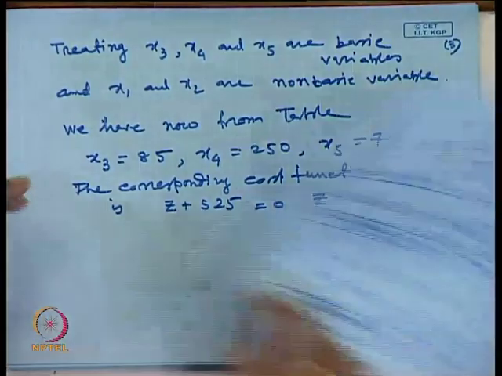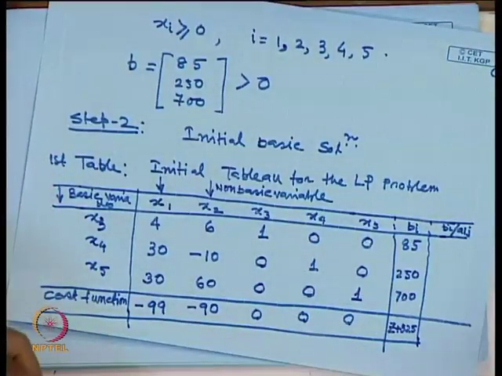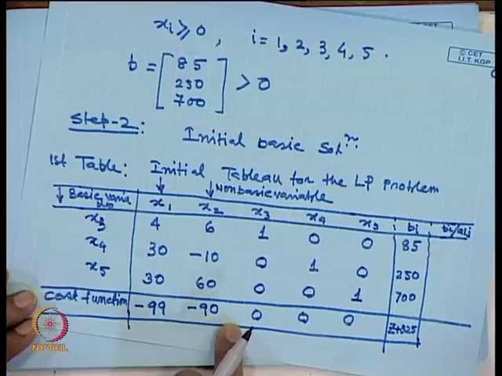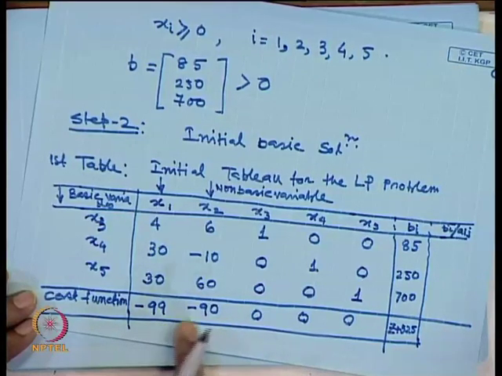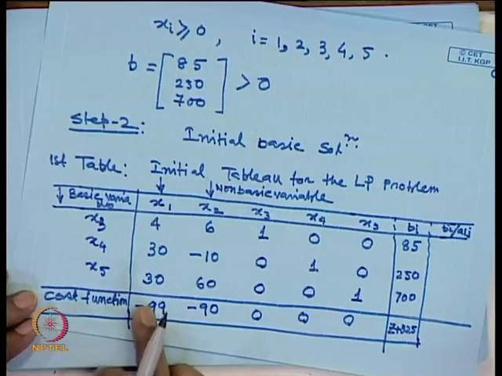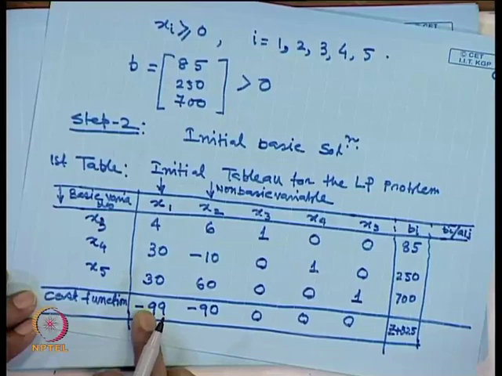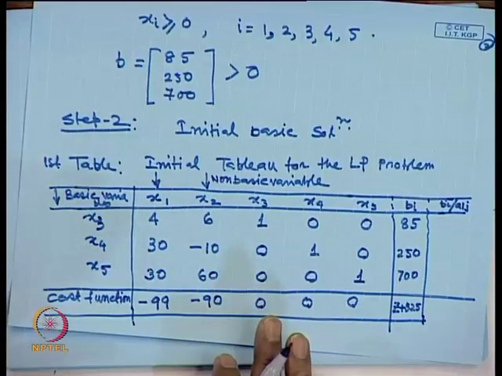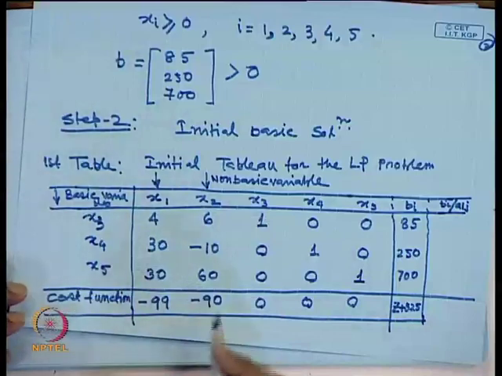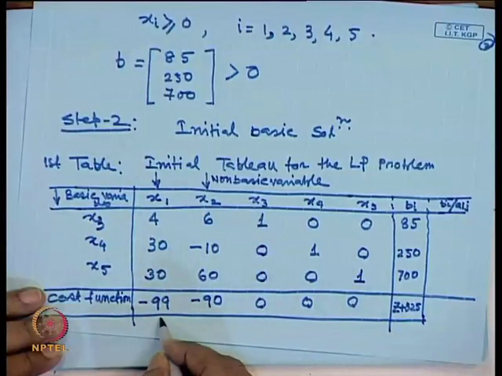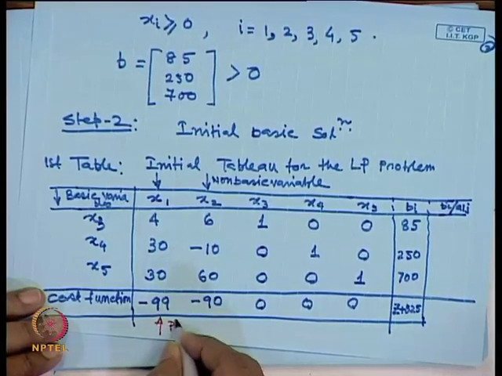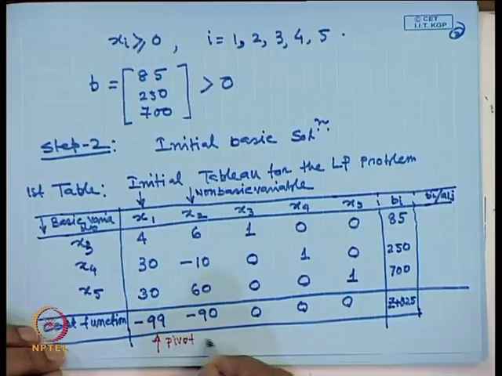So let us see with this one, if you concentrate on this one, that our actual 99 into x1 minus 90 into x2, we have already explained that the largest negative coefficient will be our choice of pivot column. That means which variable we will consider to become a basic variable. The largest coefficient with negative sign is that one. So this we will call the pivot column.